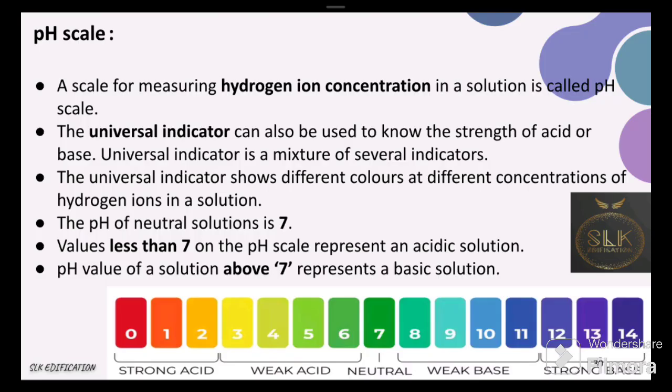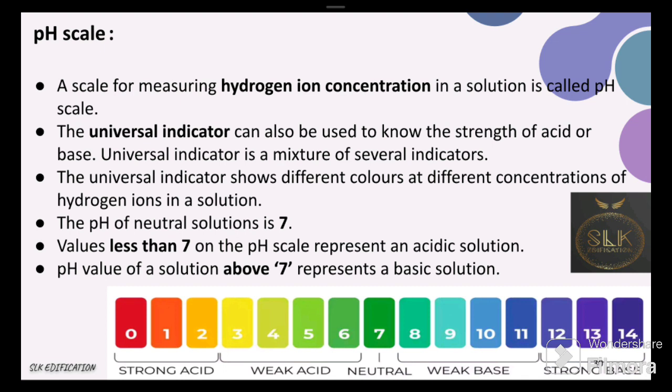A scale for measuring hydrogen ion concentration in a solution is called the pH scale. The universal indicator can also be used to know the strength of an acid or base. Universal indicator is a mixture of several indicators. It shows different colors at different concentrations of hydrogen ions in a solution.